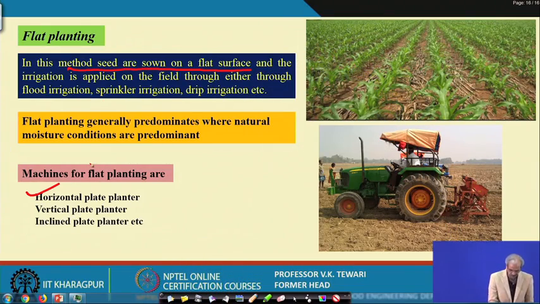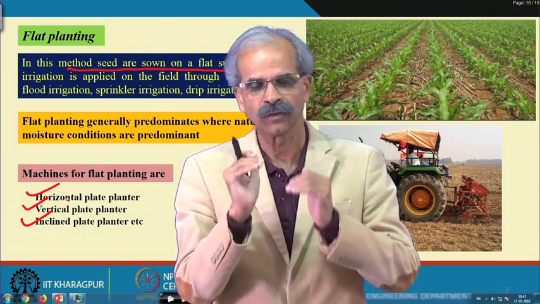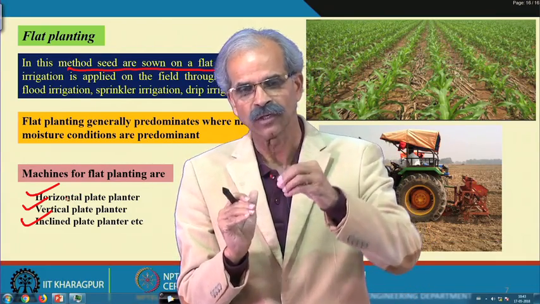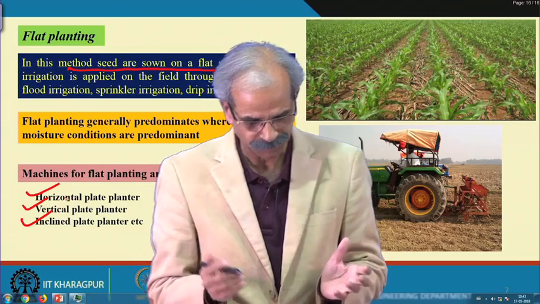So, horizontal plate planter, vertical plate planter, inclined plate planter. There are three types of these planters, because this actually means the seeding plate which is going to deliver the seed from the seed hopper; there will be a seed hopper.